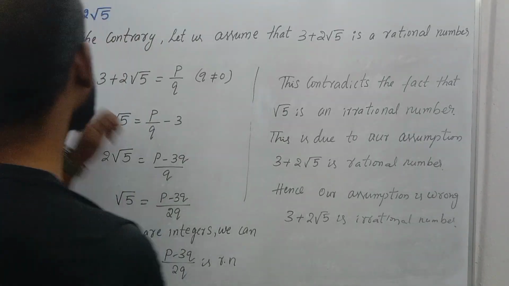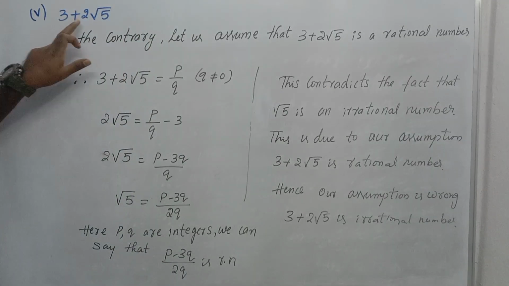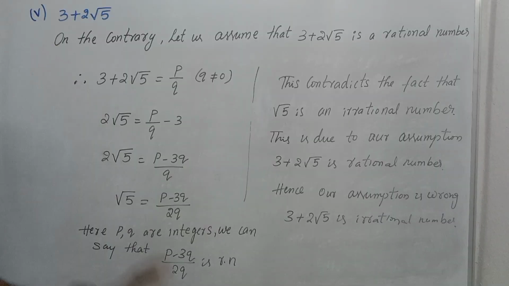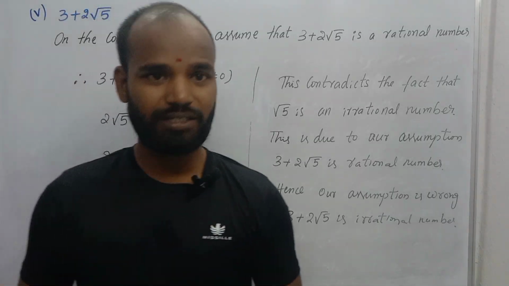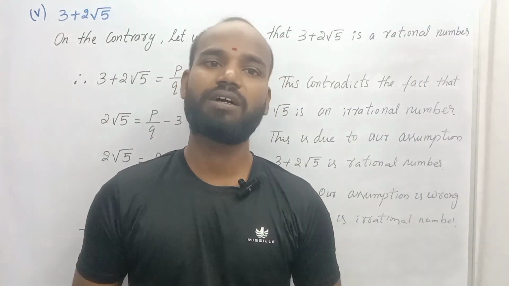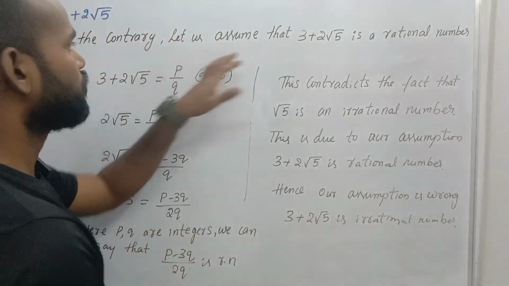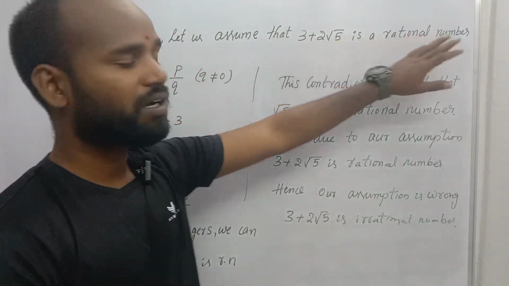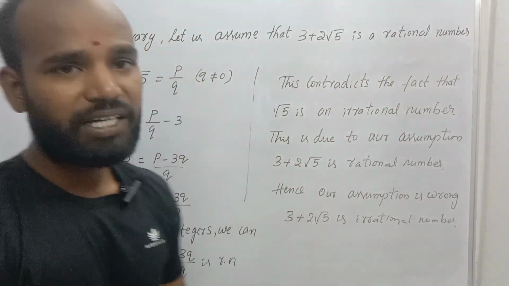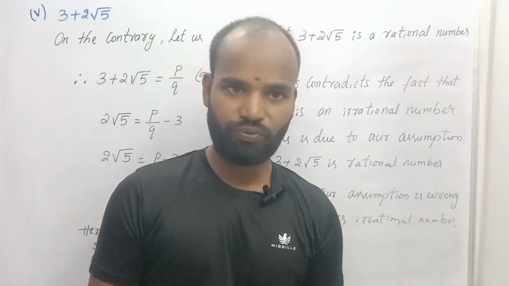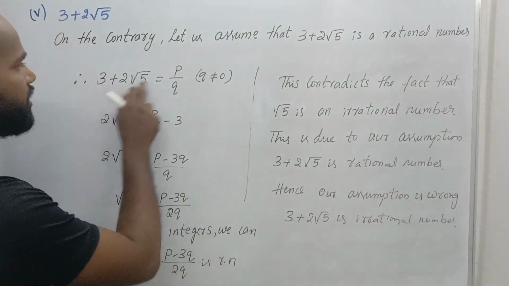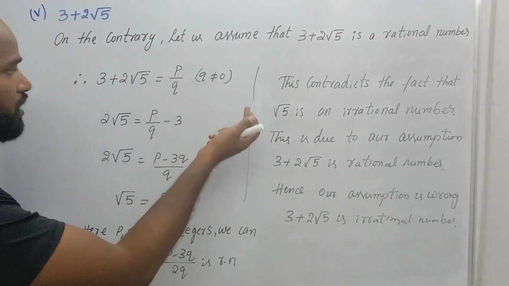Now see the fifth question. What is the fifth question here? 3 plus 2 root 5. So on the contrary, let us assume that 3 plus 2 root 5 is a rational number. Then if it is a rational number, it is in the form of p by q, where q is not equal to 0.